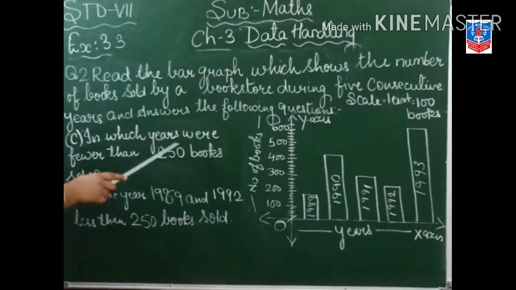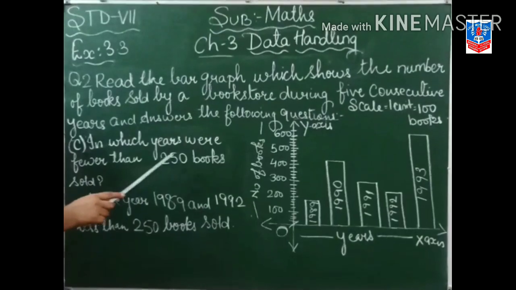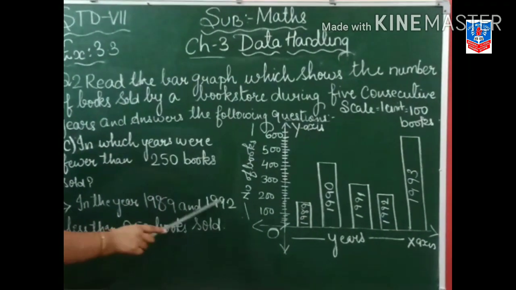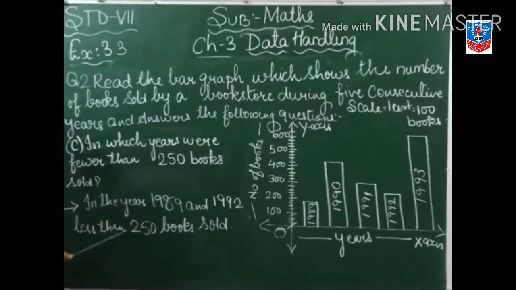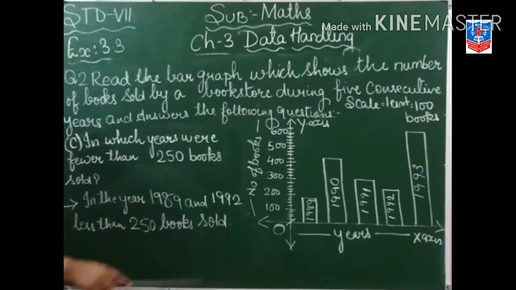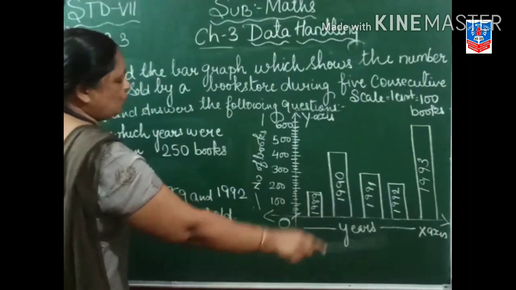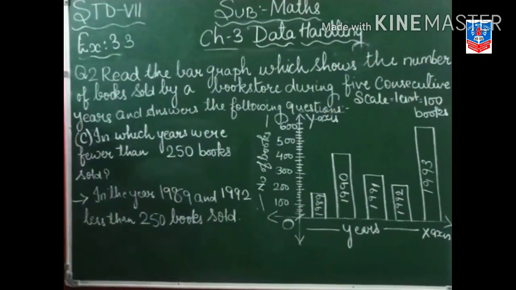In which year were fewer than 250 books sold? In the year 89 and 92, less than 250 books were sold. In 89, 180 books were sold, and in the year 92, 225 books were sold.